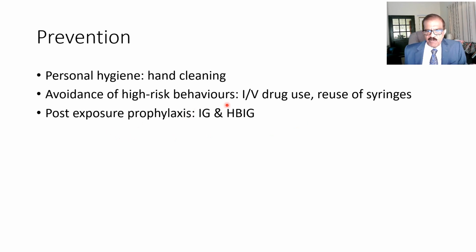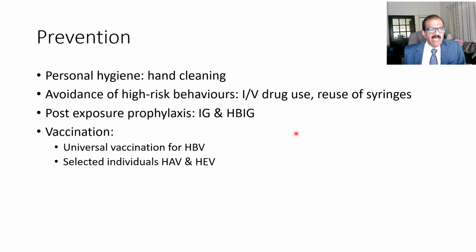Post-exposure prophylaxis is possible if somebody has been exposed before he or she develops illness. Immunoglobulin in hepatitis A and E, or hepatitis B immunoglobulin in hepatitis B, is possible. Then vaccination: universal vaccination for hepatitis B. I think these days it is done in the newborns, like universal vaccination. So all newborns should be vaccinated, but selected individuals should also receive HAV and HEV vaccines. I guess if cost is not a prohibitive factor, everybody should receive HAV and HEV vaccine also, but particularly those patients who already have chronic liver disease.